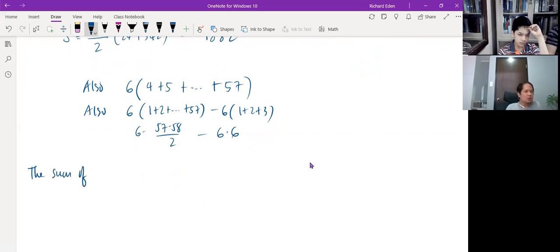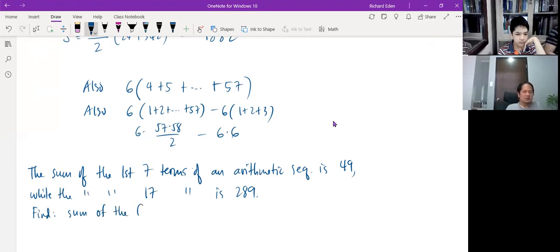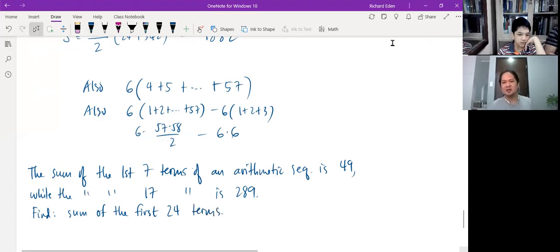The sum of the first 7 terms of an arithmetic sequence is 49, while the sum of the first 17 terms is 289. Find the sum of the first 24 terms.